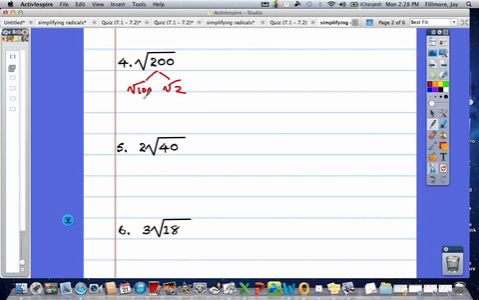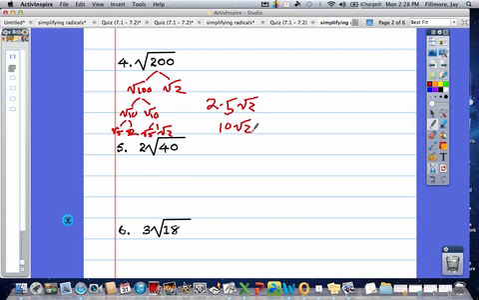I can break up 100. I can break it up into 50 and 2, 25 and 4, 10 and 10. But I'm going to show you a really quick shortcut. You could break this up into 10 and 10, and then break these up into 5 and 2, 5 and 2. Then you have 2 5s and 2 2s. So those are our couples. Then you have a leftover 2 inside, so you have 10 root 2, and ta-da, there's your answer.